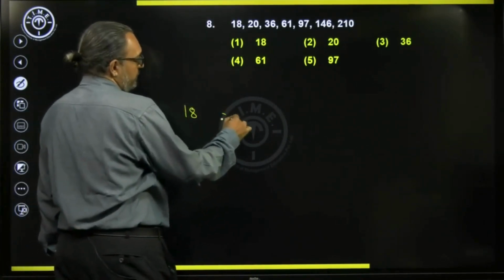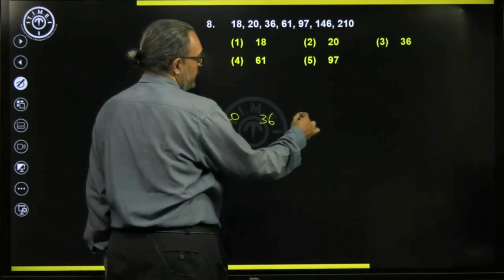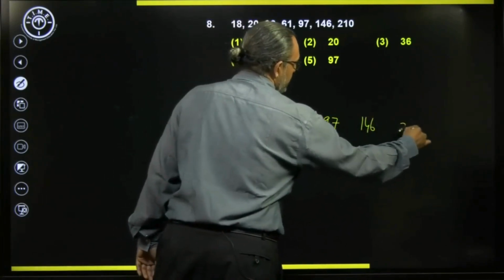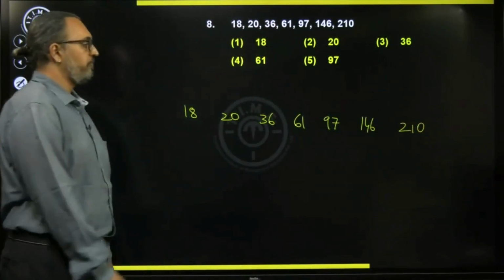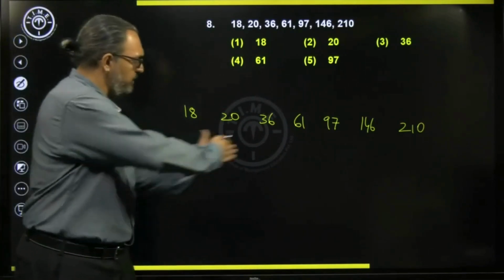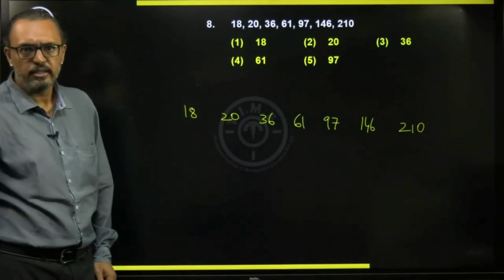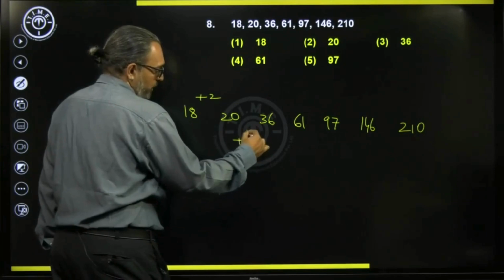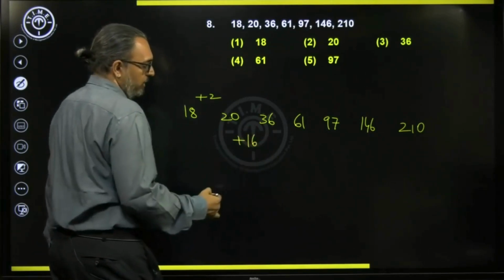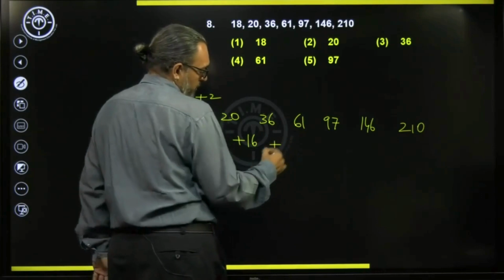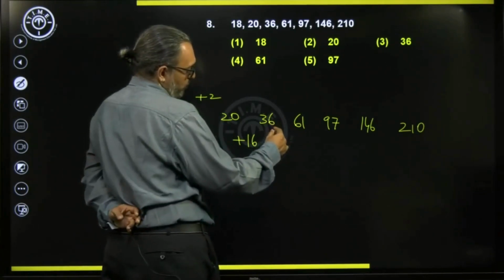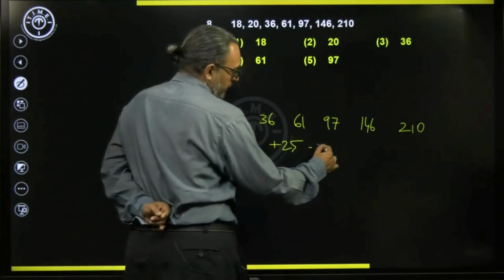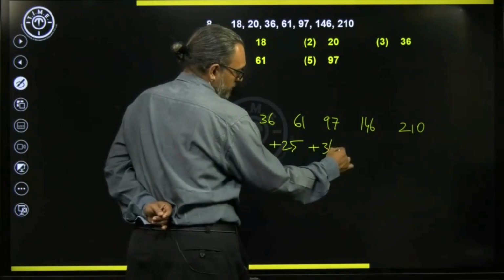We have 18, 20, 36, 61, 97, 146, 210. Right. So here again, let's take addition. They are gradually increasing. So here I am going to get 2. Then here I am going to get 16. Then here, by adding 20, it is 56. So it is 25, 5 more. Then here I am going to get 36.